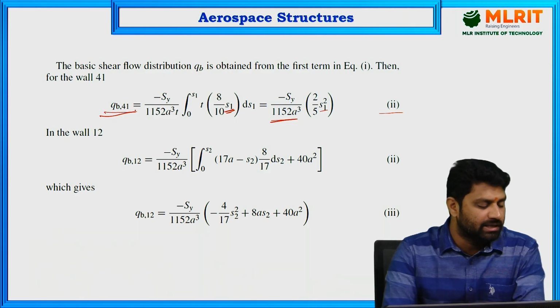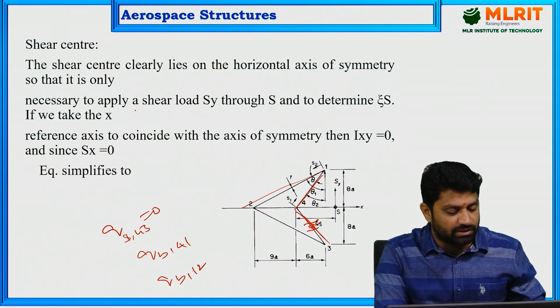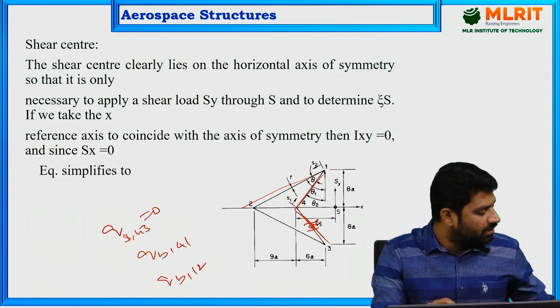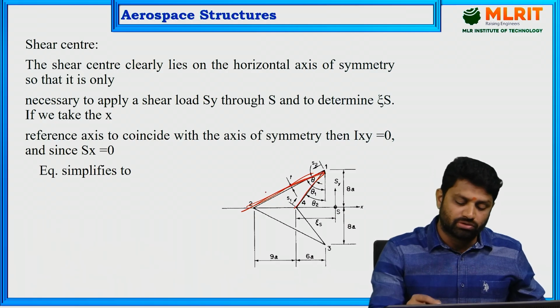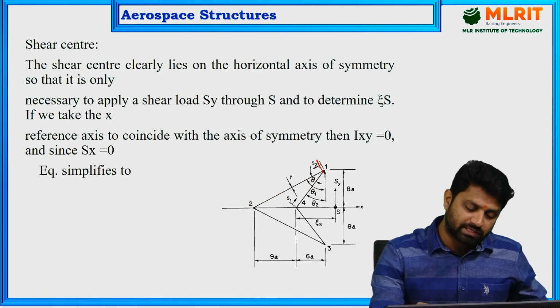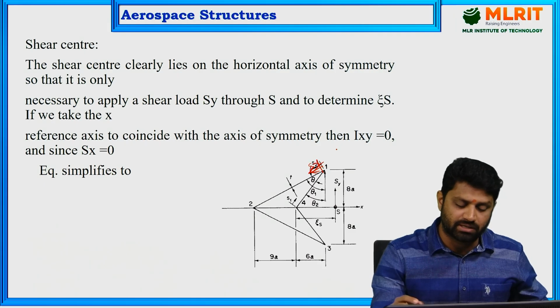qb41 wall, next let's find out the shear flow in the other wall also. What is that other wall? The other wall is 1 2. qb41 is over, next we have to go with 1 2. For doing 1 2, we are considering the distribution as s2 over here, from here to here.